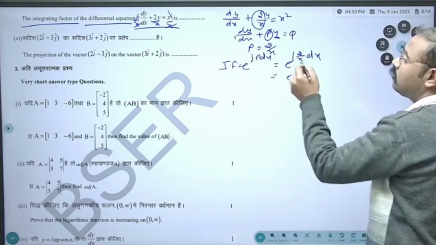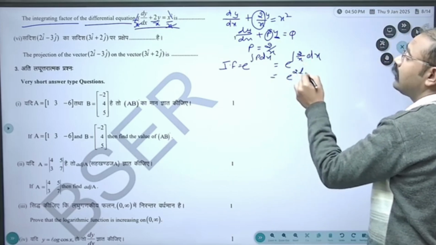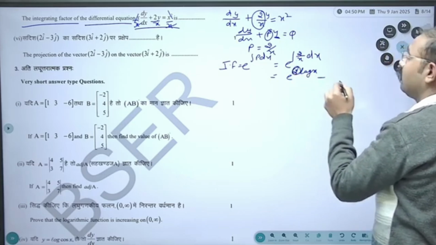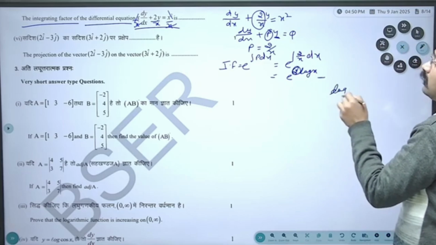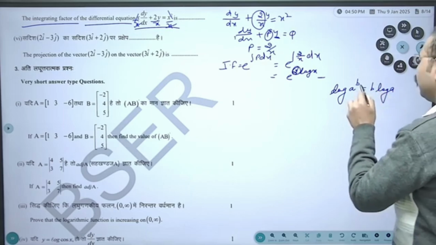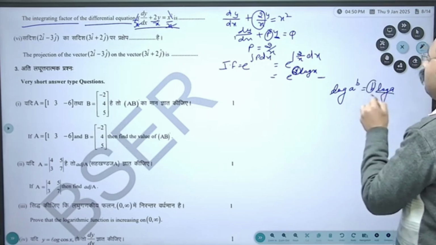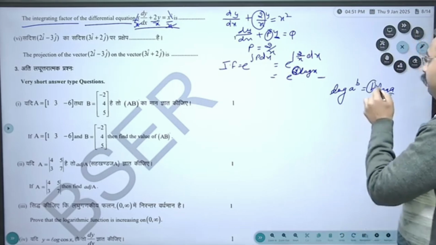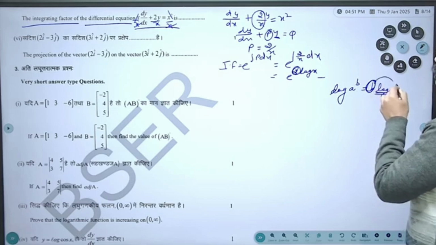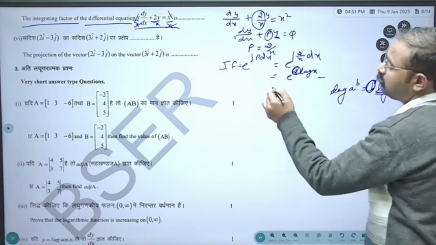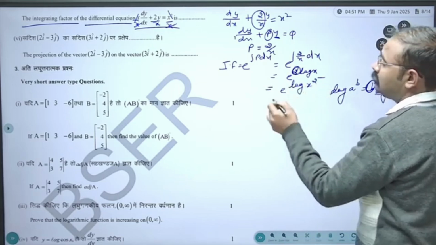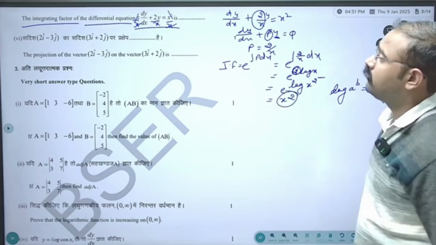E, and integration of 2 upon x, 2 is constant, integration of 1 upon x is log mod x. Now we have one formula, log a raised to the power b is equal to b log a. We just write the power ahead of this log, and if we have any number with log, we can take that number as power. So e raised to the power log x square, e and log cancel, what is remaining? X square. This is our integrating factor.